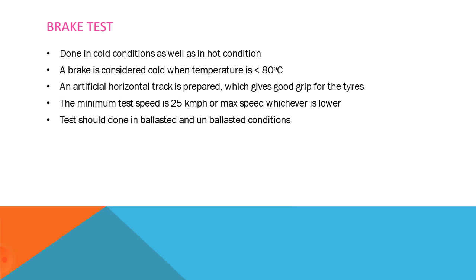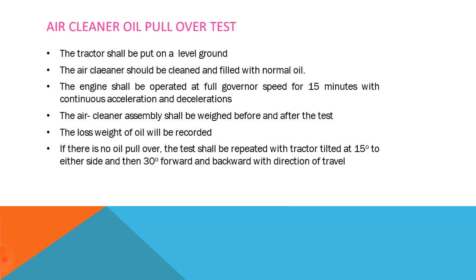But if the tractor is not able to run at 24 km per hour, whatever maximum speed is available in that particular tractor, we will select that one, whichever is the lower value. And if some tractor can run at more than 24 km per hour, then we will not select the higher value but the lower value, so 25 km per hour or whichever is the lower value. And this test should be done both in ballast condition and in unballasted condition.